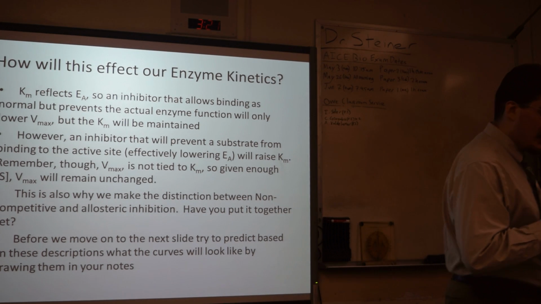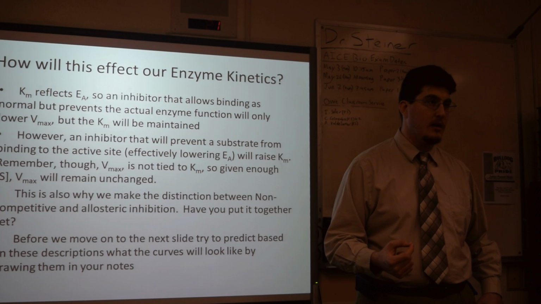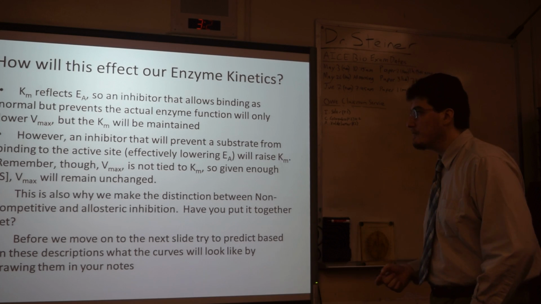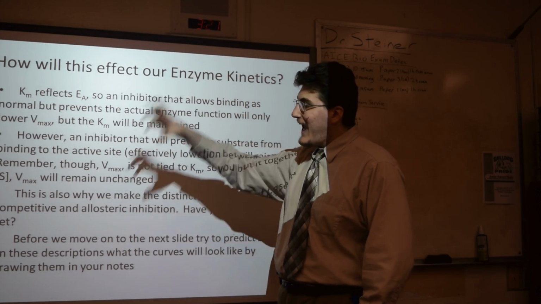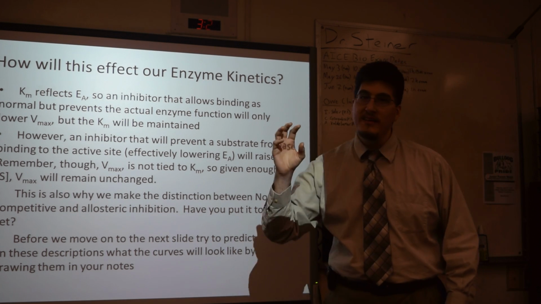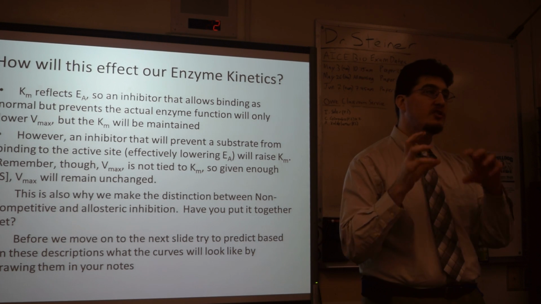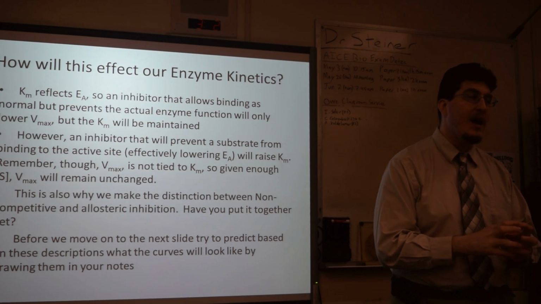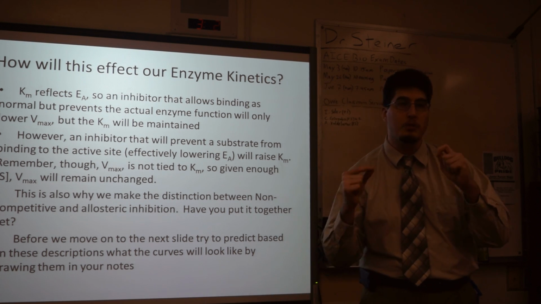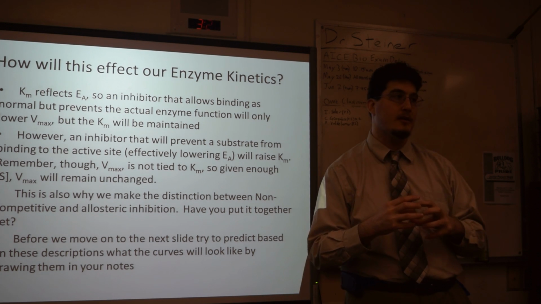So now that we understand those reactions, we need to move forward and understand how they'll affect our equation. The equations that we went over last time, the Michaelis-Menten plots. Since our Km, our Michaelis-Menten constant, reflects our enzyme affinity, how readily a substrate will bind to the active site of an enzyme, how readily the enzyme substrate complex will form, how easily those two can fit together.